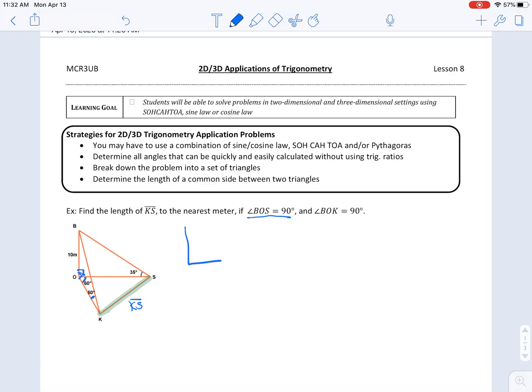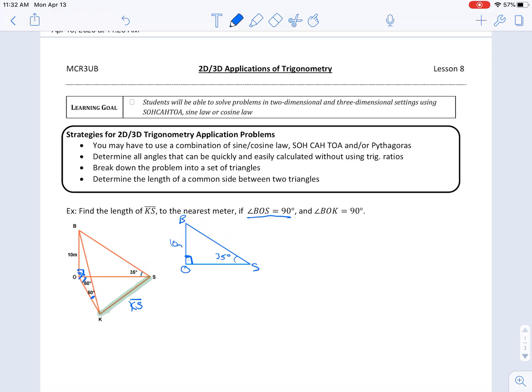So I'm going to draw separately some of these triangles. I'm going to do BOS first. So B was up here, O and S. This is 90. I'm going to label these things. 35 degrees. I think there's one O, and the height here is 10 meters.